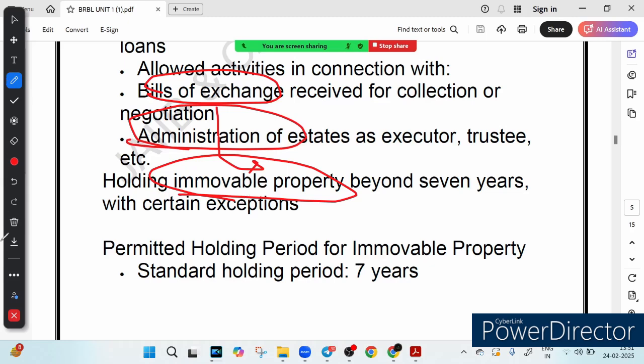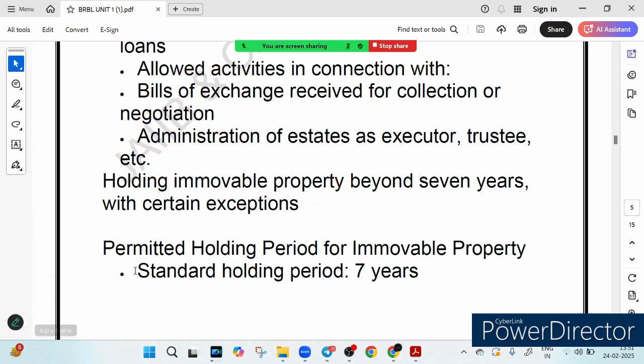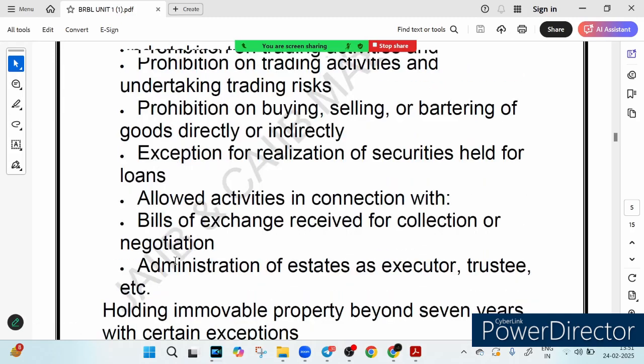So in a nutshell, we can say that a bank has a lot of restrictions on what they can do, and these rules are designed to keep everything safe and secure for customers like you and me, right?